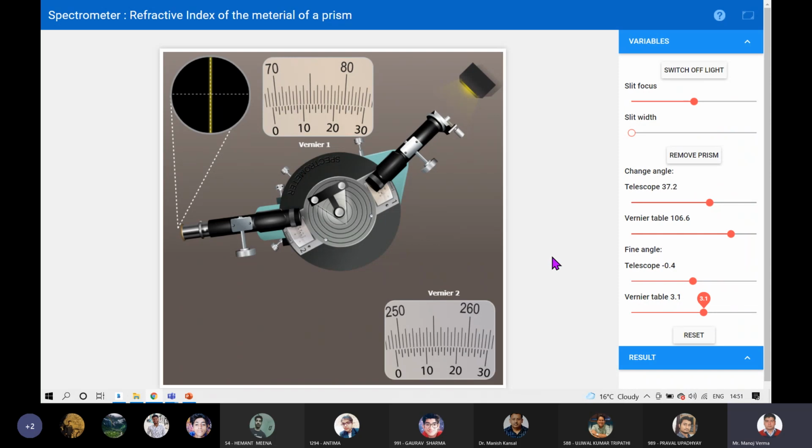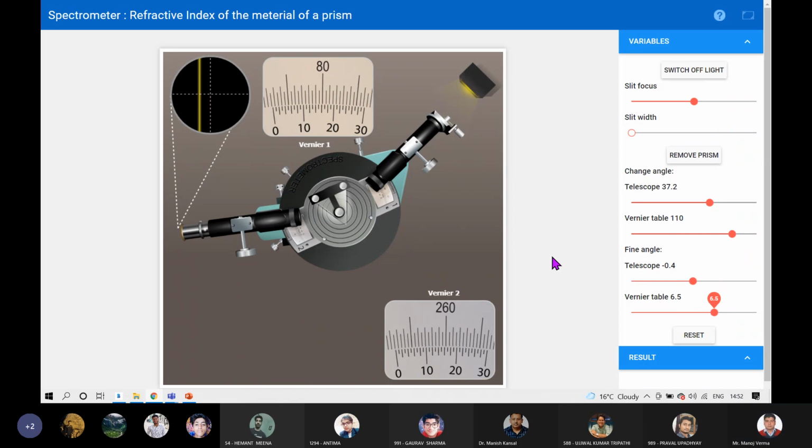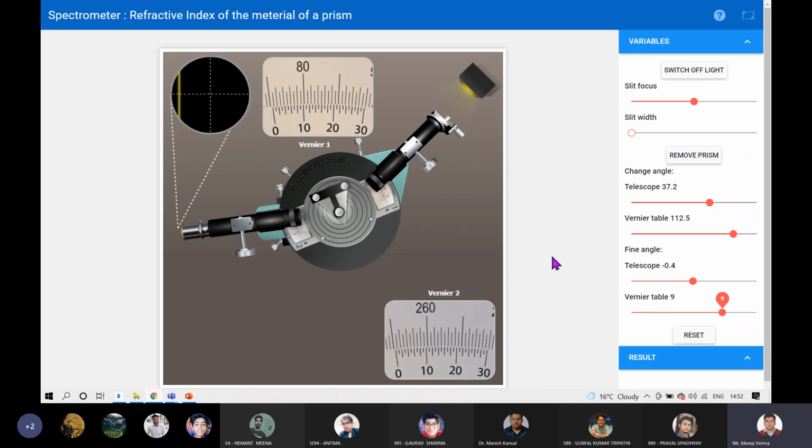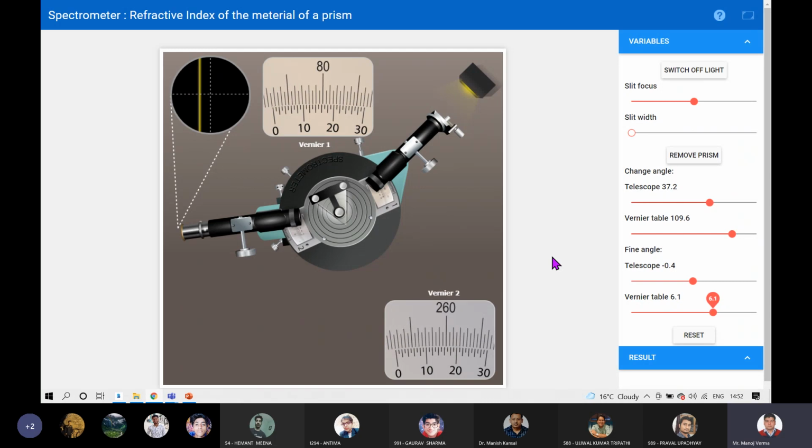I will again move the vernier table. You can see it is going in the left direction. It has gone to the left. Okay. Now I will start moving the vernier table. You will see on decreasing this, the slit is moving towards my right side, and it will go back from this crosswire point.